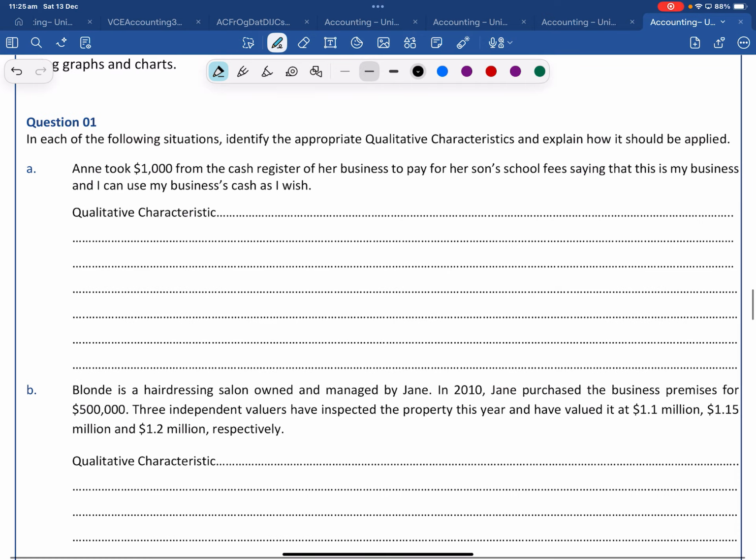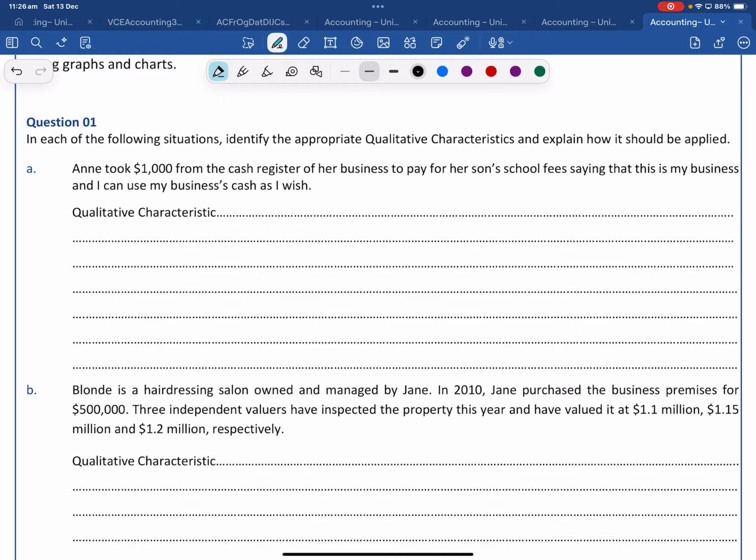Okay, guys. Now, in each of the following situations, identify the appropriate characteristic and explain how it should be applied. As we did in assumptions, we are going to do the same thing here. Part A. Anne took 1,000 from the cash register of her business to pay for her son's school fees, saying that this is my business and I can use my business's cash as I wish.